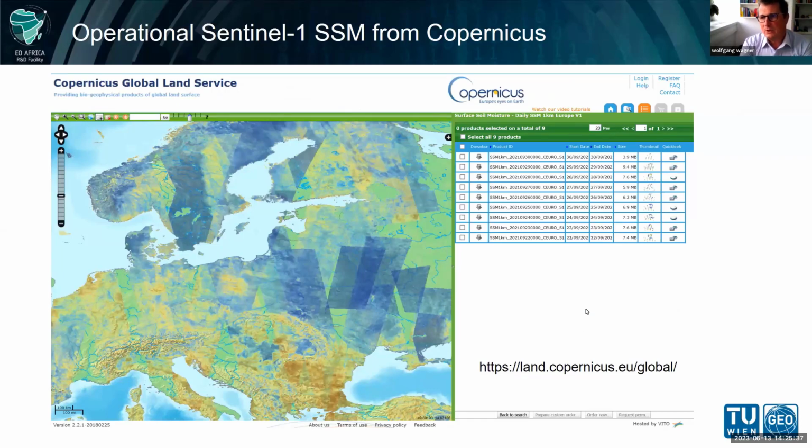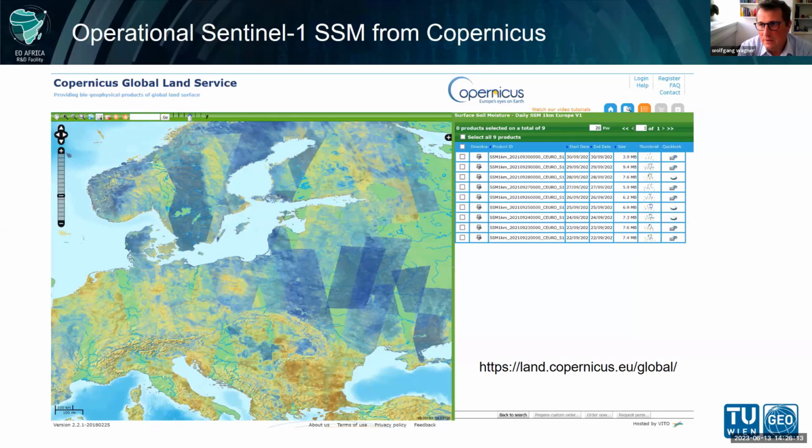One product that is already available in this way is from the Copernicus Global Land Monitoring Service. It's a surface soil moisture product from Sentinel-1. Unfortunately, at the moment, it's still only available from Europe, but we are working to start rolling it out to more areas. And the first continent it will be rolled out to will certainly be Africa. So we hope, depending on decisions of the European Commission, that in about 2 or 3 years, such a product would also be available in Africa.